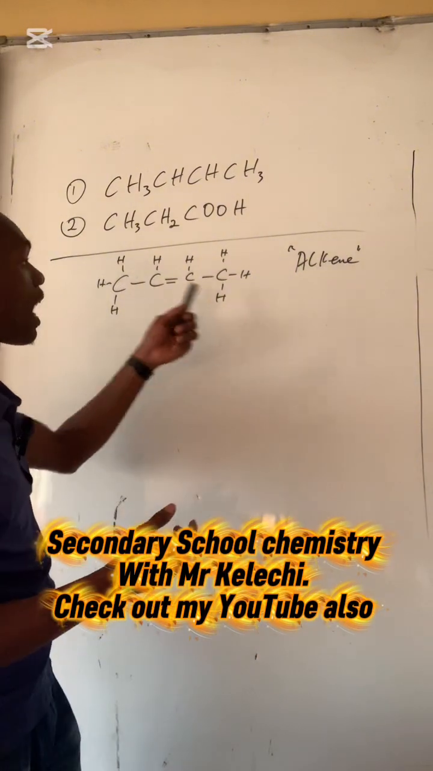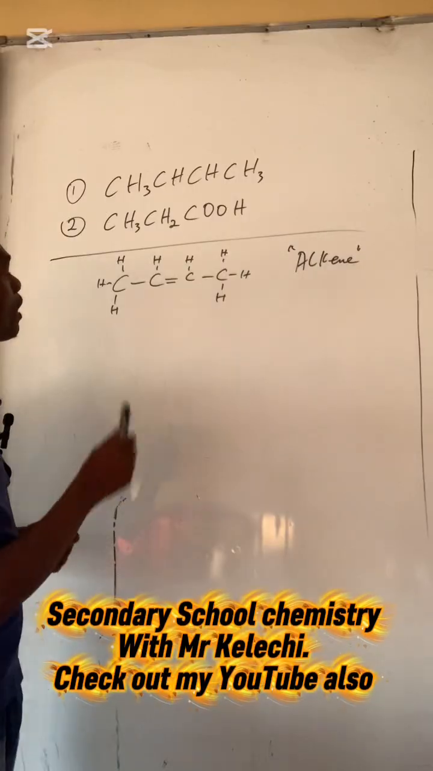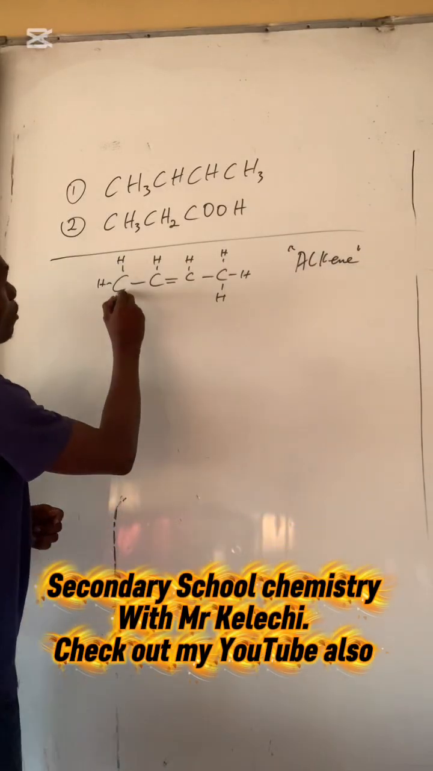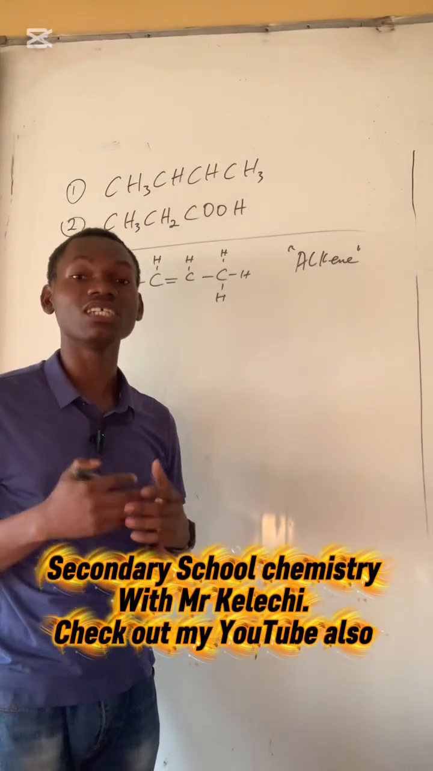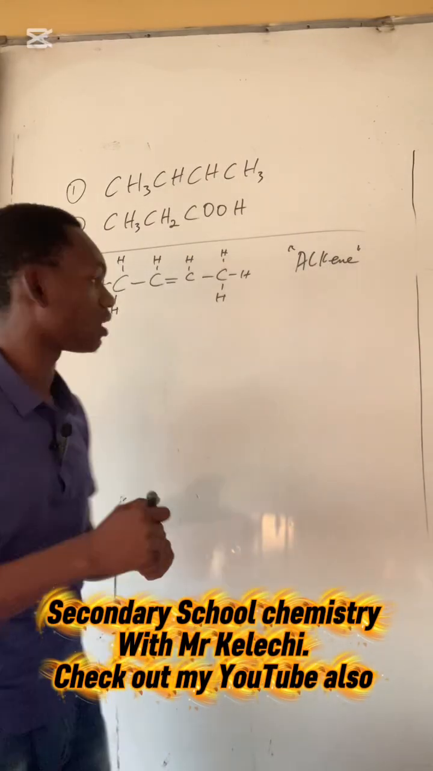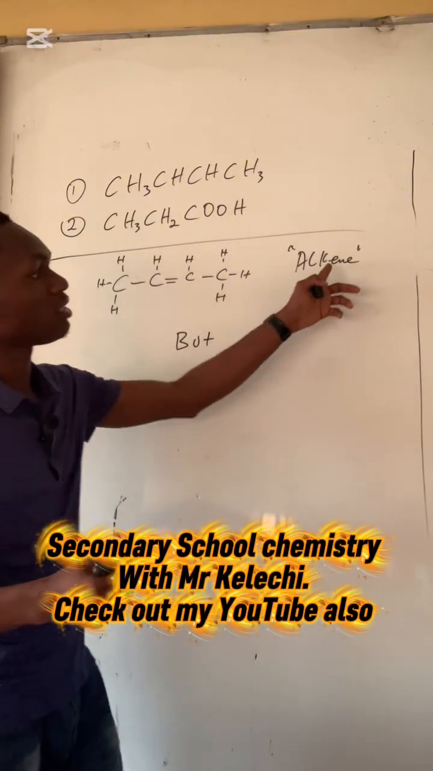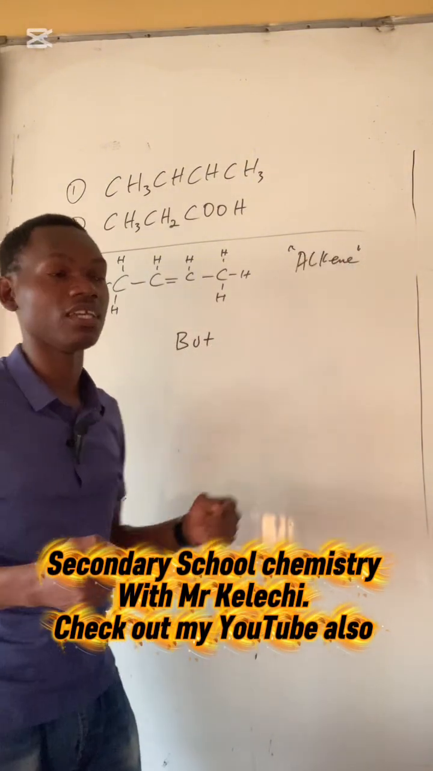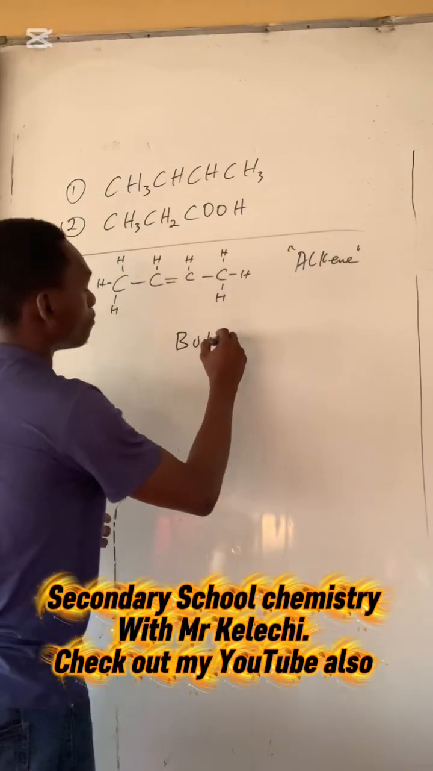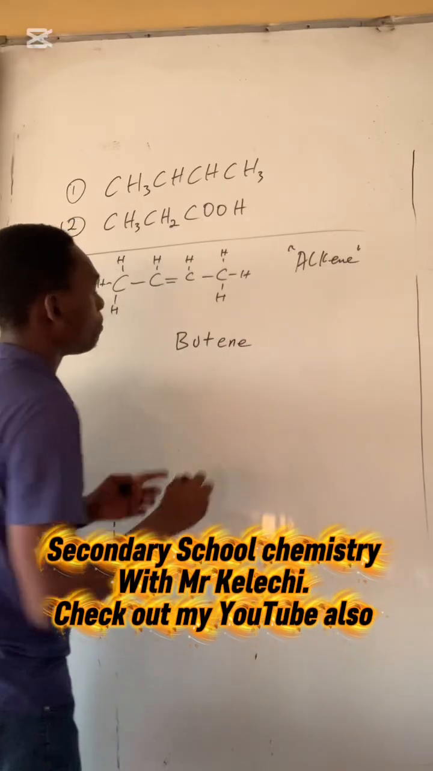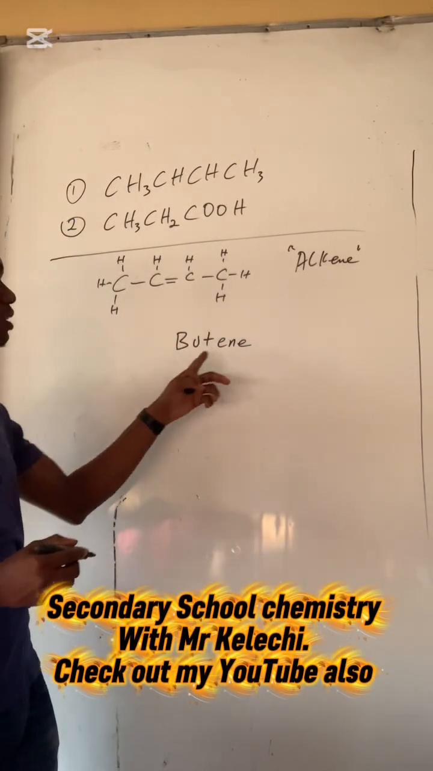Having known that this is an alkene family, what member of the alkene family is this? Very simple. First of all, let's ask ourselves, how many carbons are here? 1, 2, 3, 4. There are 4 carbons here, and using the Greek prefix, 4 is but, right? So the name will be but. Since it comes from the alkene family, they are characterized by ene as their ending name. So the name is butene. 1, 2, 3, 4. 4 carbons, but, and then ene.